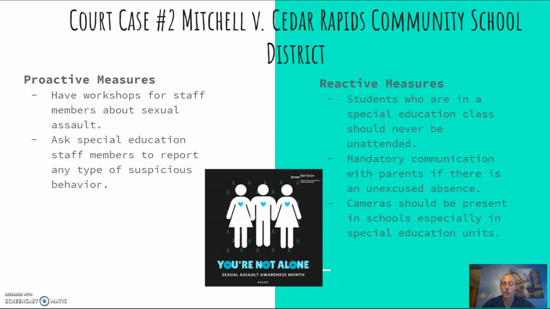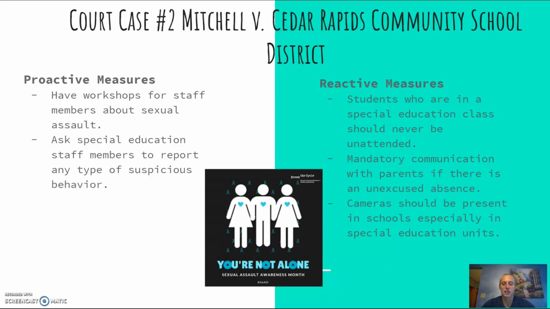Students in special education class should never be left unattended. You have to be there for their every single need. You never know what might happen, and I stress that wholeheartedly. I would also make it mandatory for the teachers to communicate with parents if there's an unexcused absence so they can find the whereabouts of their child. If you don't know where your child is, or you don't know where your student is, chances are it's probably going to be a bad situation. So get on that right away. That's a big deal.